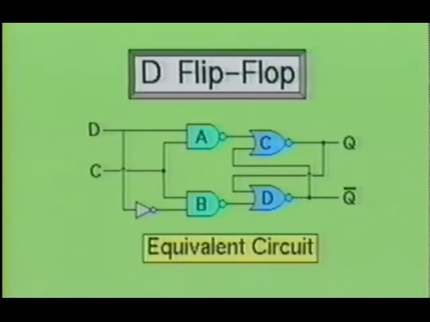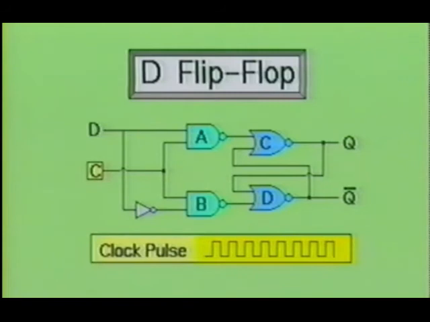To better understand the D flip-flop, we will examine its equivalent circuit. Notice that this circuit consists of 2 NAND gates, 2 NOR gates, and 1 inverter. We also have a clock input, a data input, and 2 outputs, Q and not Q. The clock input is a recurring signal that initiates the transitions of the flip-flop.